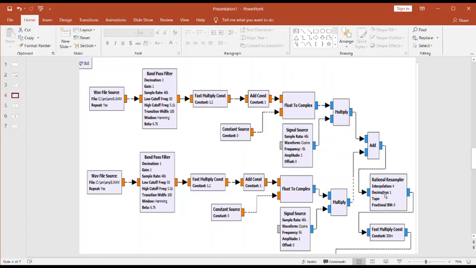We want to effectively get the final rate to the transmitter up to, so the two wave files have a sample rate of 48 kilohertz, right? But we want to send the stream to the transmitter at a sample rate of 192 kilohertz. So that's what this rational resampler does. It's essentially increasing the sample rate by 4. So now the sample rate going to the transmitter is going to be 192 kilohertz.